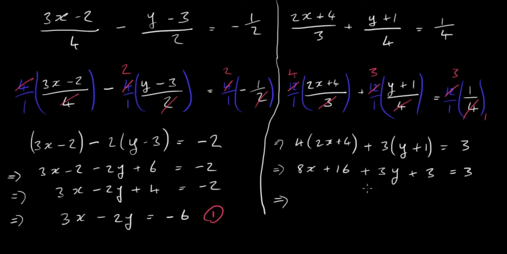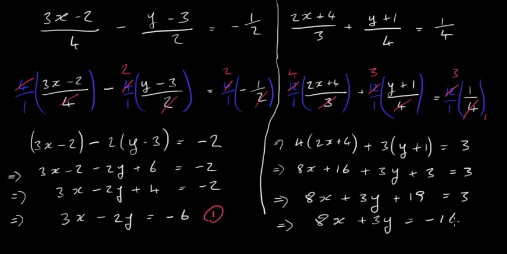Okay, here I'm just going to put the x and y's together again, so I've got 8x plus 3y. I've got 16 plus 3, that will give me 19, and I end up with 3 here. Let's bring the number over to the right hand side, so I end up here on the left hand side with 8x plus 3y. Bring this 19 over here, or subtract 19 from both sides, that will give me minus 16.